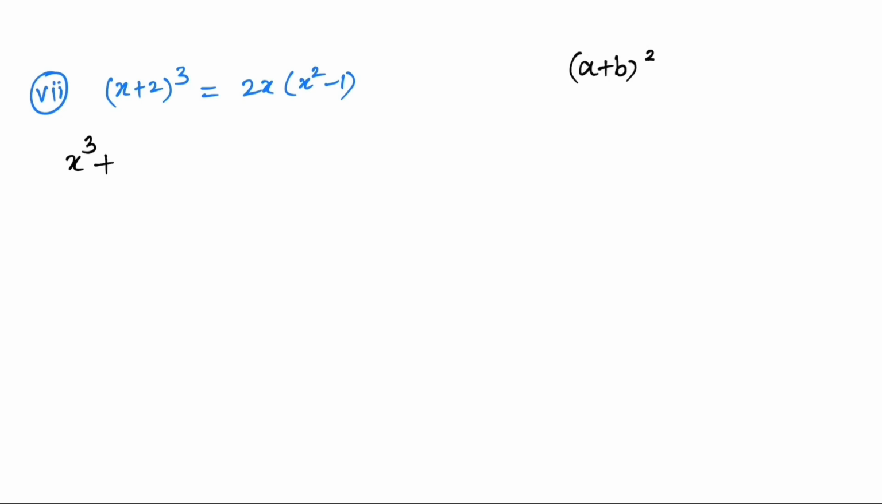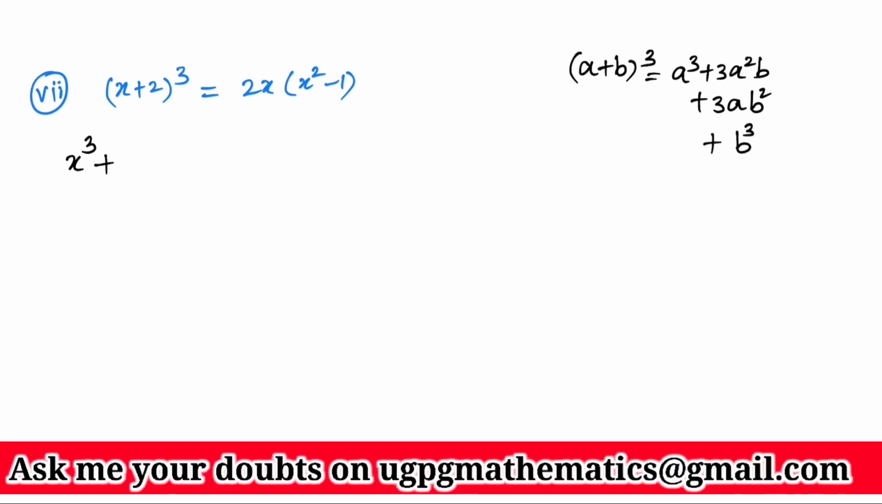Now let's solve the next question, which is (x plus 2) whole cube is equal to 2x times (x square minus 1). Is this a quadratic equation? So let's simplify this left hand side. So we have x cube plus, now I am using the formula (a plus b) whole cube is equal to a cube plus 3a square b plus 3ab square plus b cube, right.